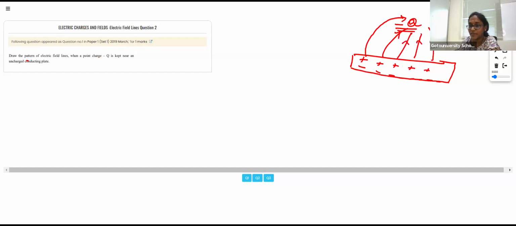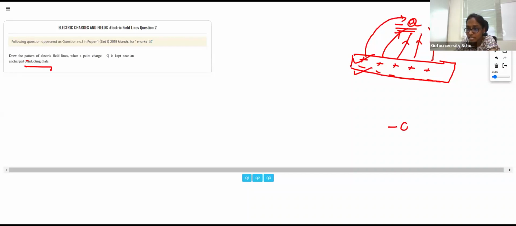Keep it in mind, whenever we have questions like conducting plates or any metal materials, at that time we will have positive and negative together inside the plate in an equal amount. If we are talking about unequal amounts, that is a different case. We will study that in current electricity. So here it is a conducting plate, and we are just mentioning that it is in an equal amount.